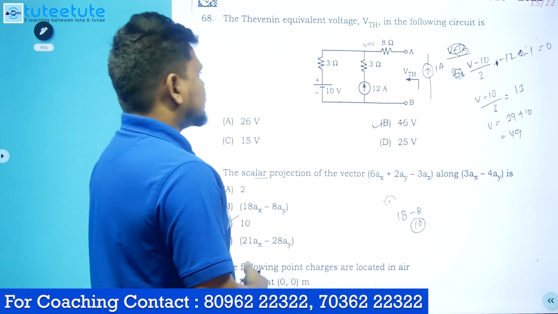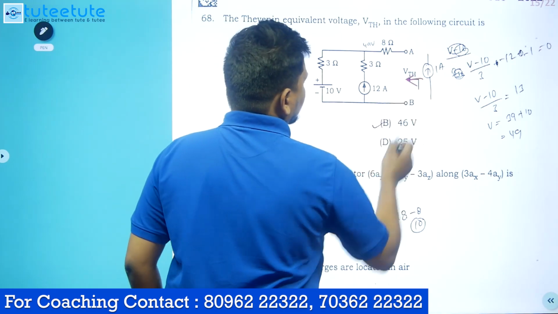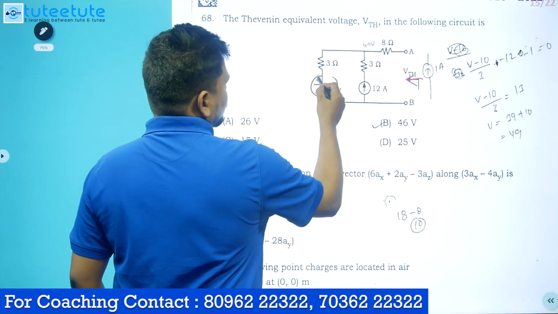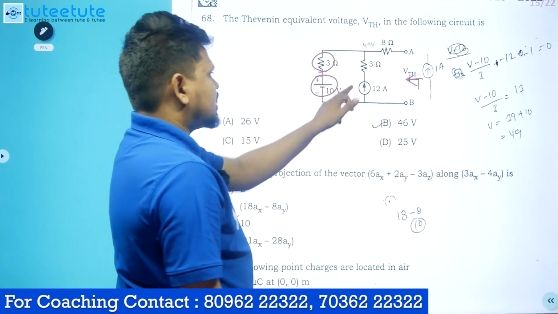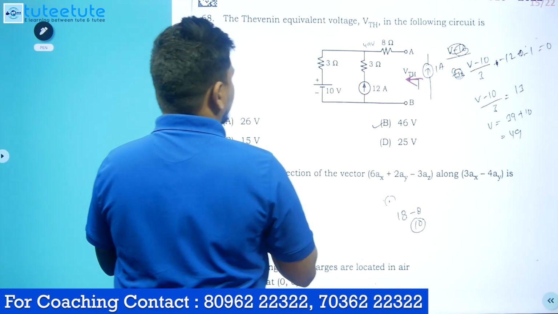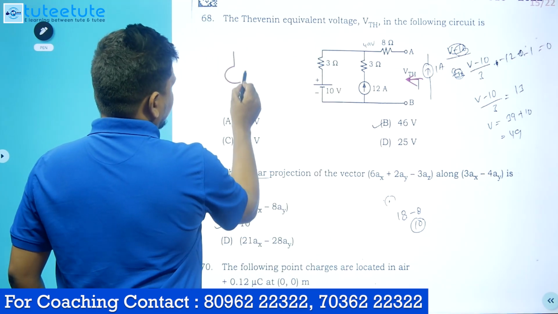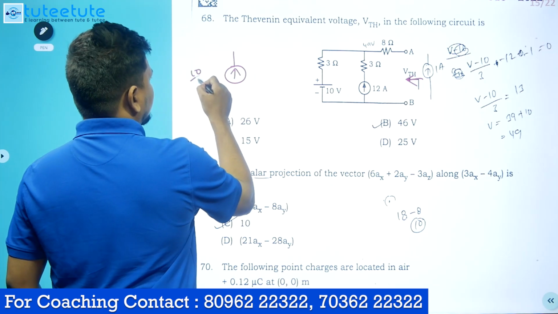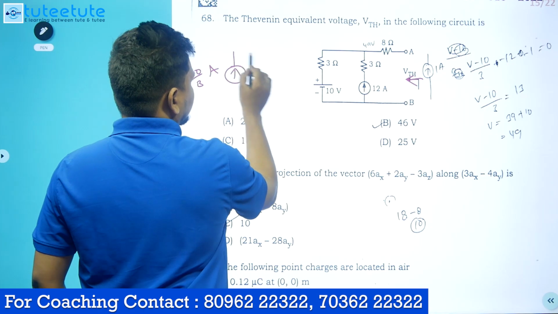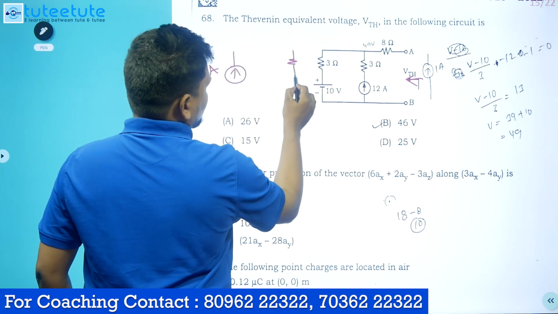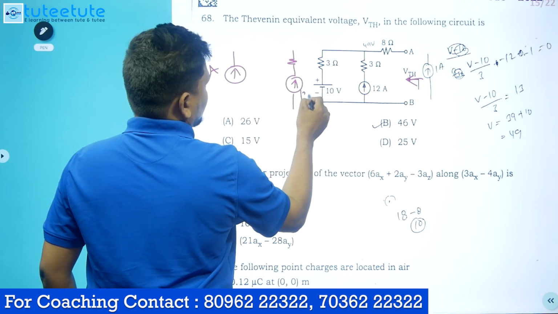Anyway, just see, we need the voltage across this one. My idea is to convert this voltage source in series with resistance into a current source in parallel with the same resistance of 3 ohms. Then you will get the circuit like this. The current source you will get here is 10/3 amperes, and already one more current source is there in series with this 3 ohms, which is 12 amperes.